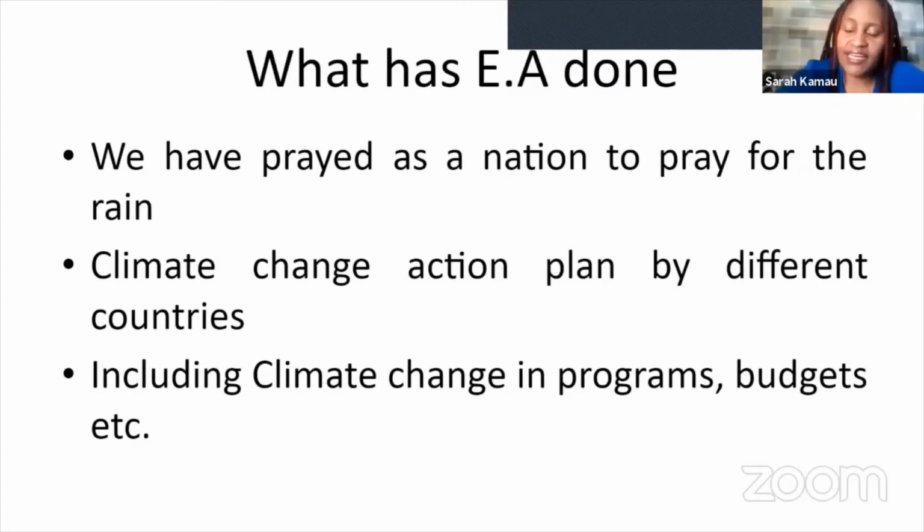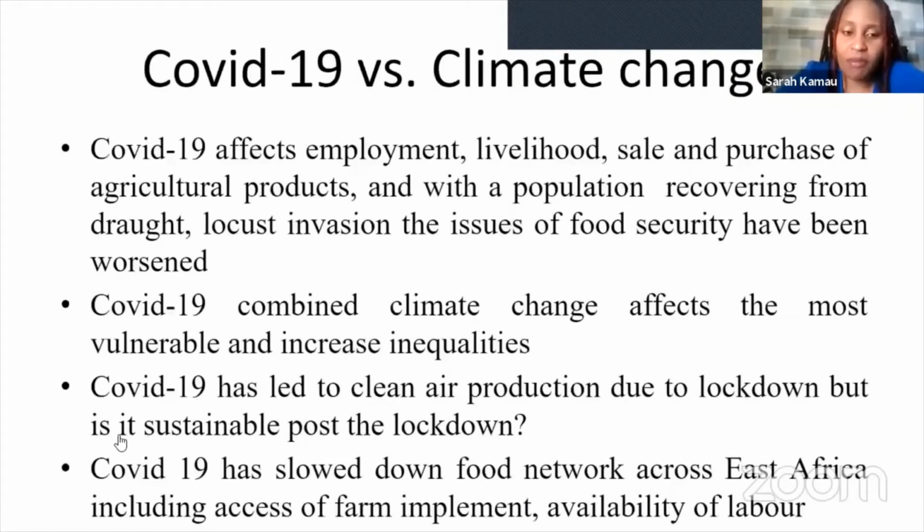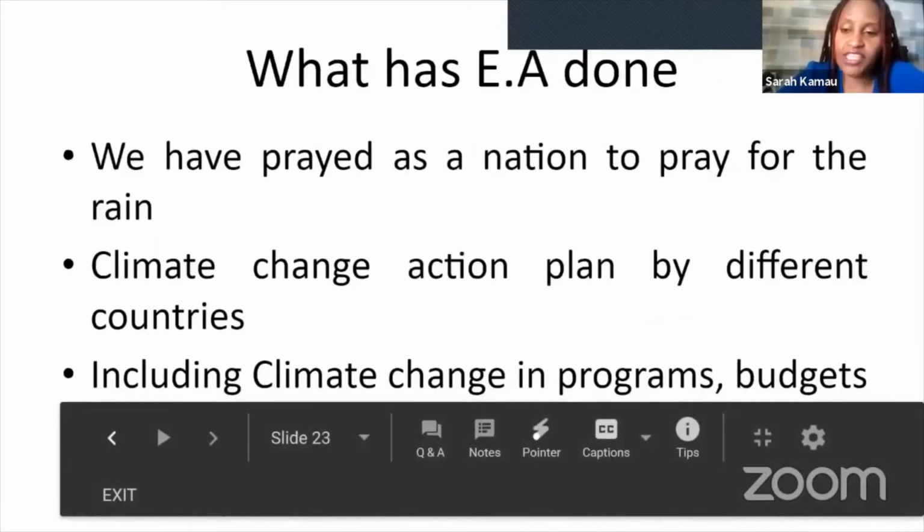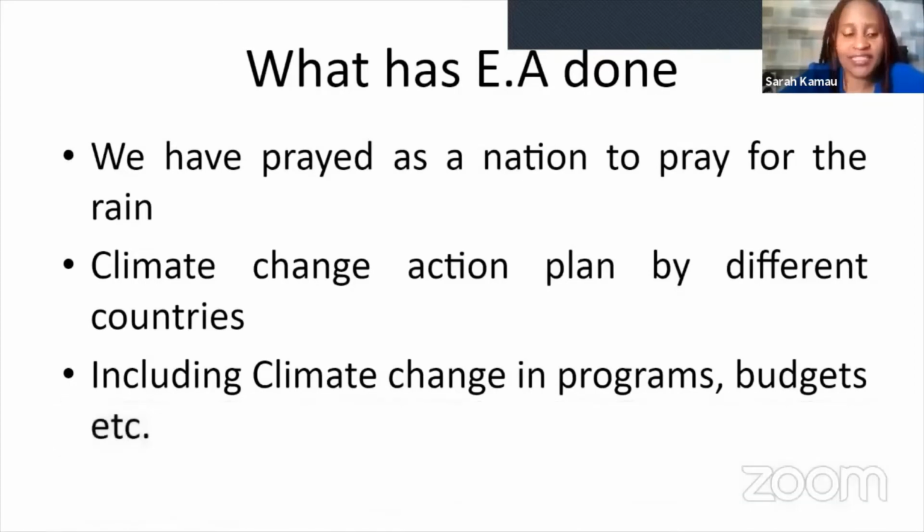What has East Africa done? We have come up with climate change action plans, which the governments have implemented. At the same time, organizations are trying to mainstream the effects of climate change. But now a third party has joined the fight to destabilize food security, and that is the current COVID situation. Countries that were recovering from floods now have to face the lockdown.